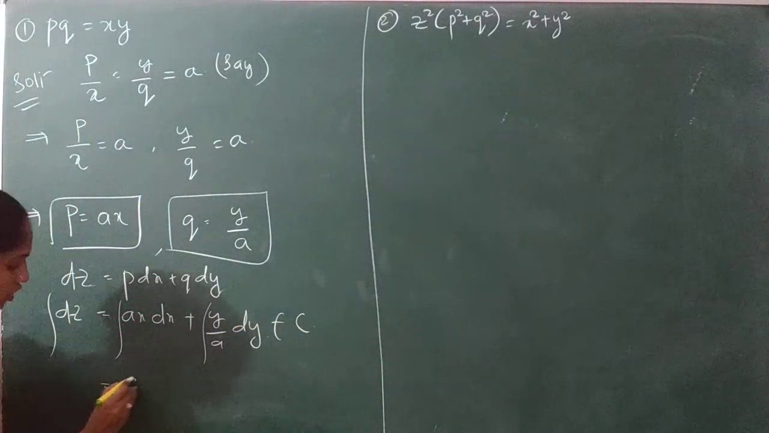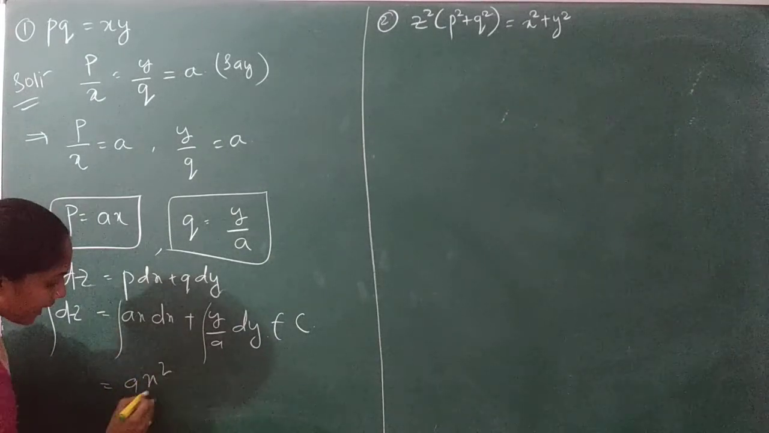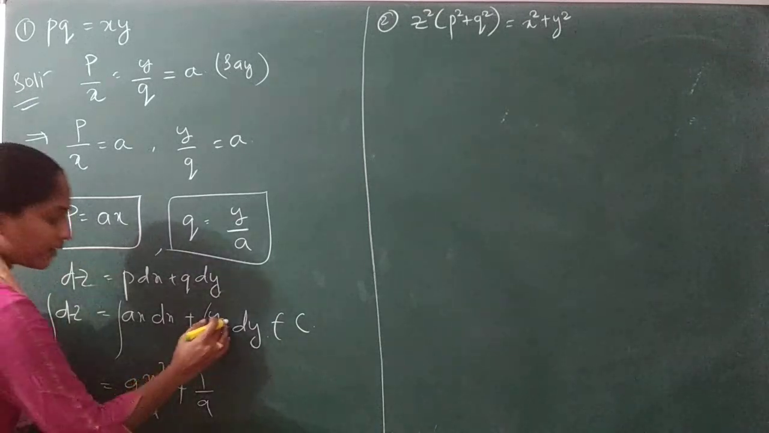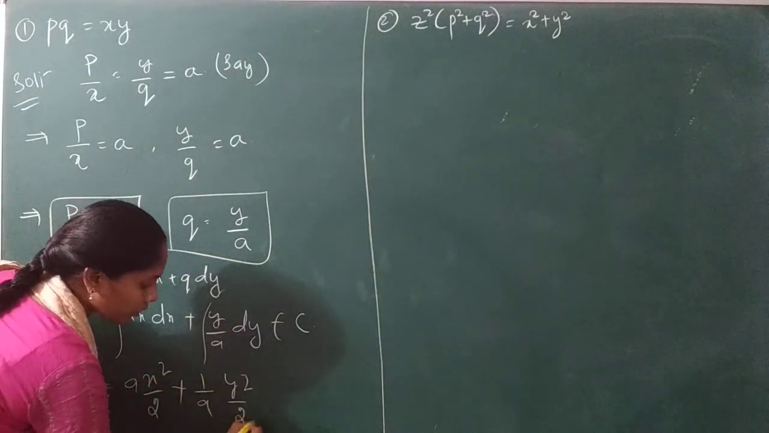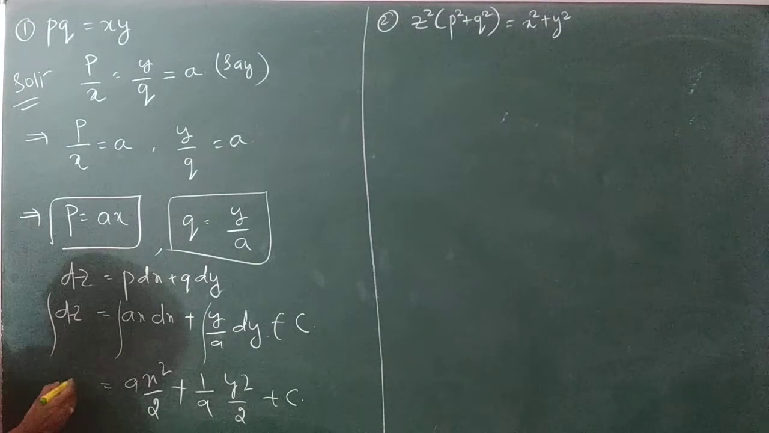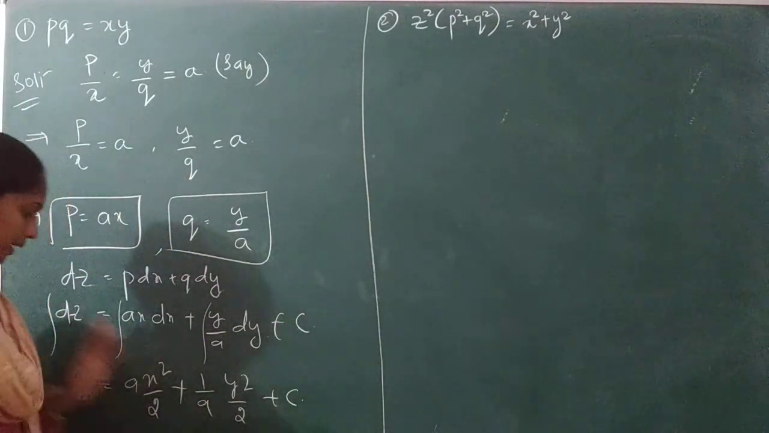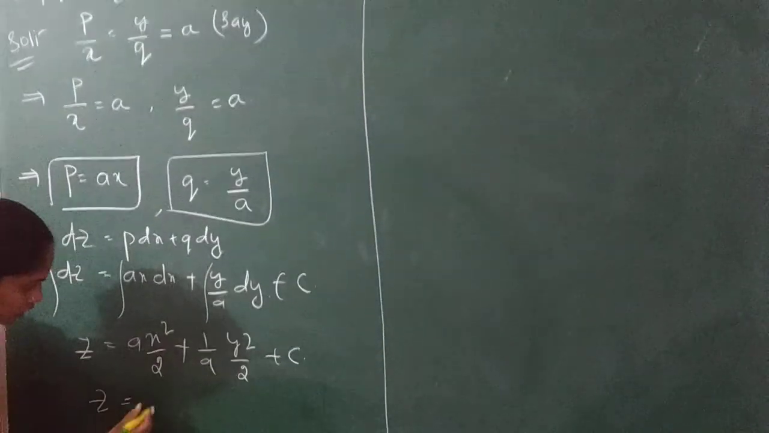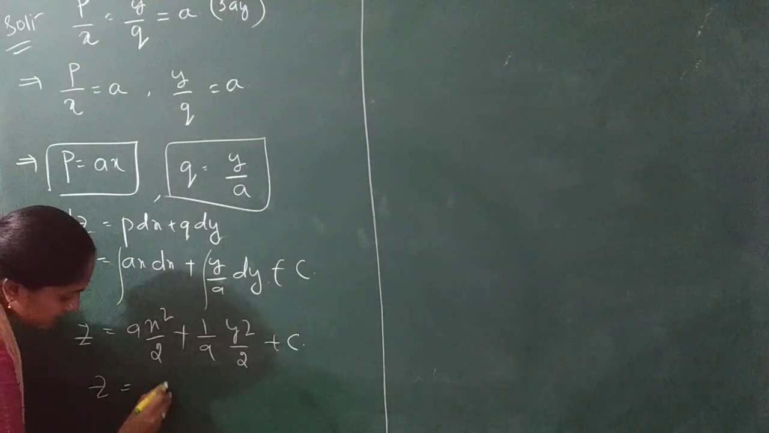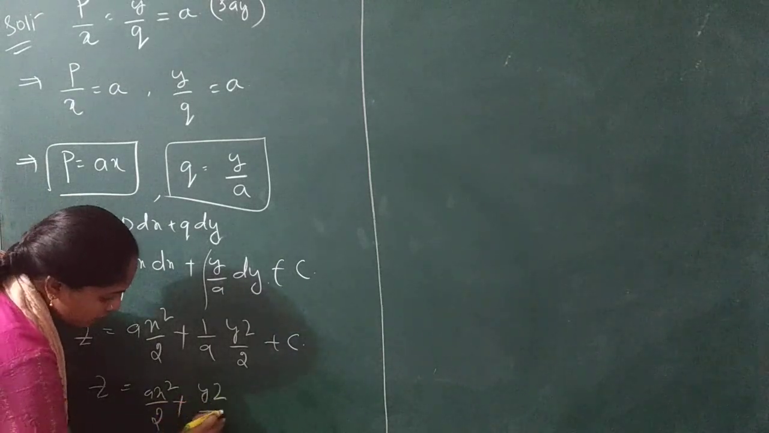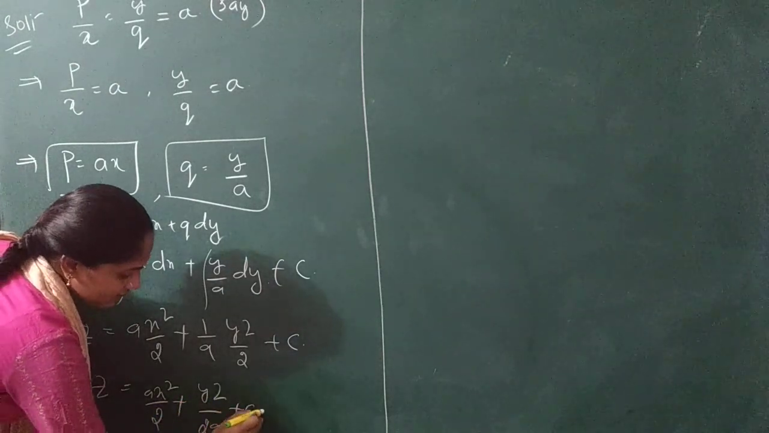Now a is a constant, so integrating x gives x square by 2, plus, taking 1 by a as a constant, integrating y gives y square by 2, plus c. So z is equal to, you can take 2 common, or you can take the solution like this only: ax square by 2 plus y square by 2a plus c.